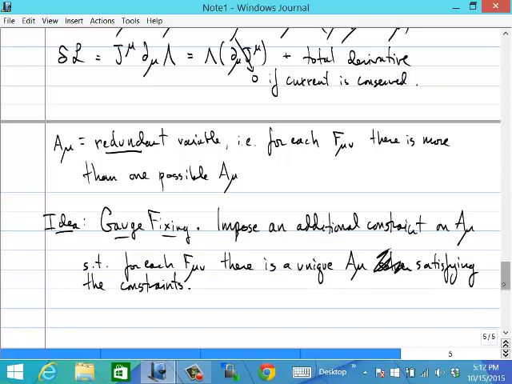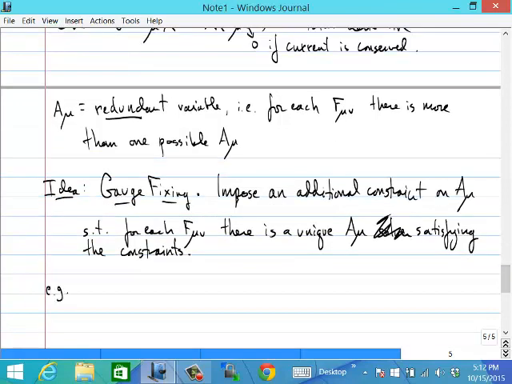So, for example, one simple choice of a constraint that we could impose would be to set d mu A mu equal to 0. This is a condition that is manifestly Lorentz invariant because d mu A mu is a Lorentz scalar. So if we study electromagnetism, where we impose the constraint that d mu A mu is equal to 0, then we say that we're studying electromagnetism in Lorentz gauge.